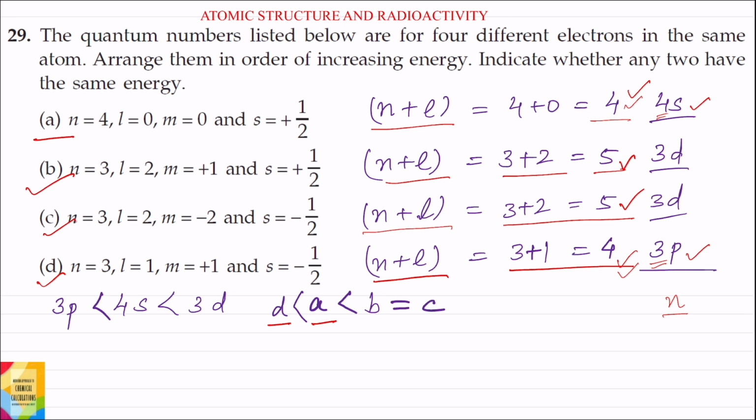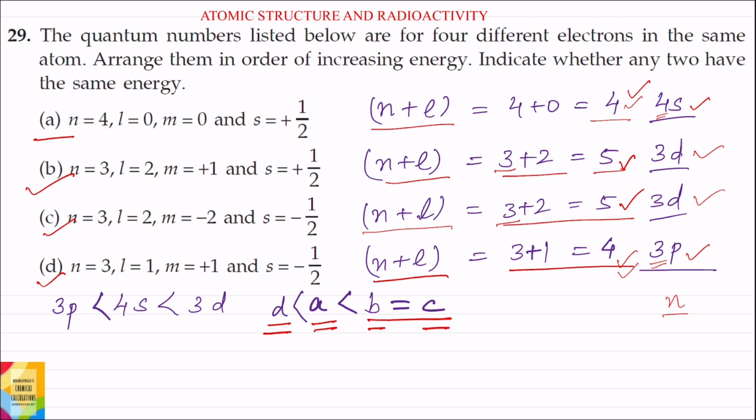Now, B and C, both of them have the same value of n plus l as well as the same value of n. So both B and C have greater value of energy than A, but the energy of B and C is equal. So the order of energy will be A greater than D, B greater than A, but B is equal to C.